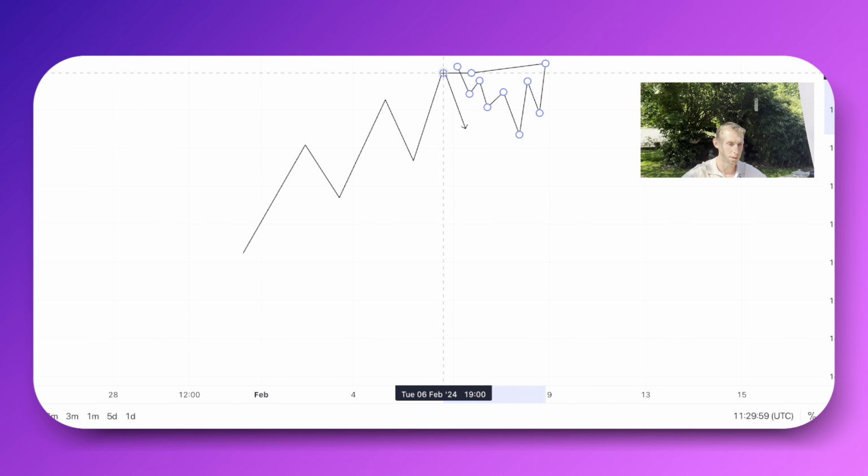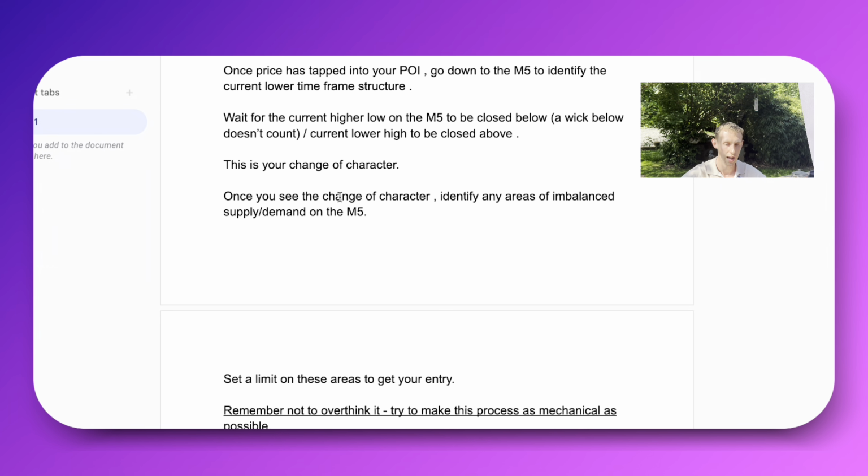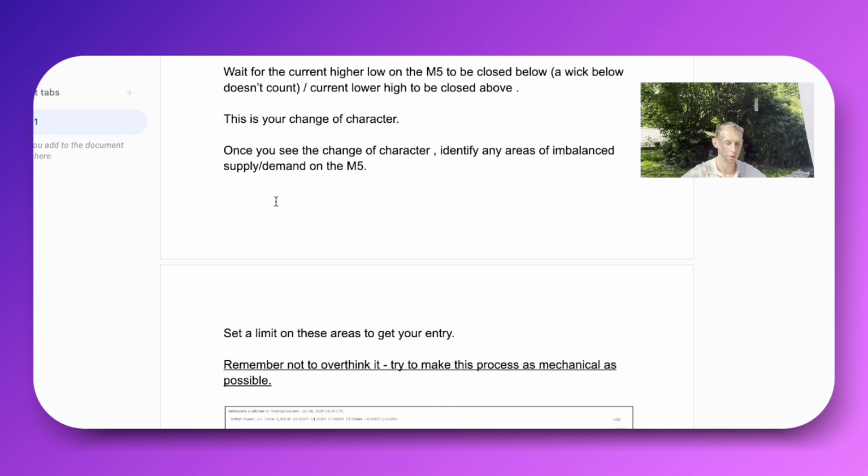And then obviously the opposite to that, when we're looking for sales, we're waiting for price to break the most recent higher low. Essentially, this is just a change of character on the M5 time frame, so a breaker structure in the opposite direction to the trend for anybody unfamiliar with this concept.